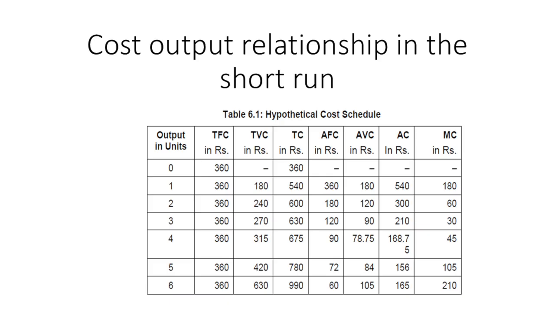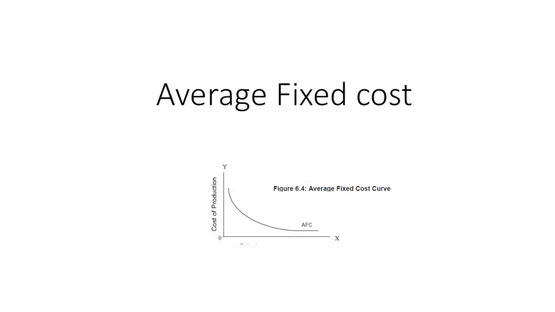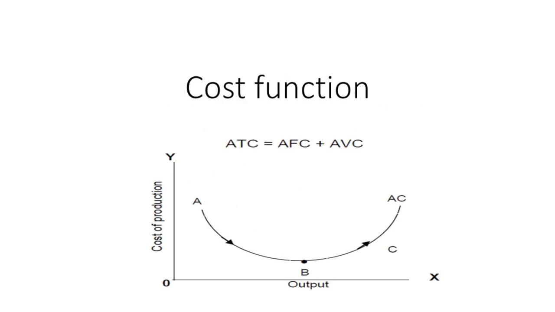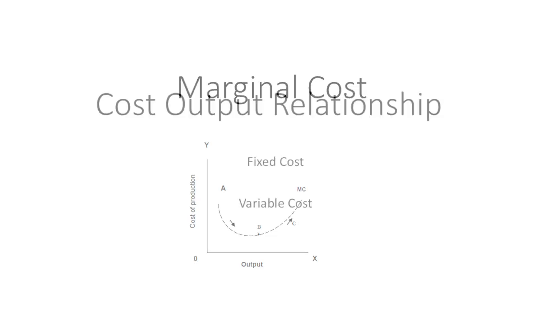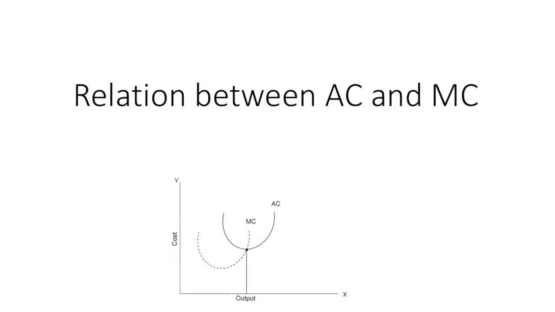Okay, now average cost is a summation of average fixed cost and average variable cost. But average fixed cost is equal to total fixed cost divided by the number of units produced. Okay, now we have seen the marginal cost. Now we will see one more diagram, that is the relationship between the average cost and marginal cost.